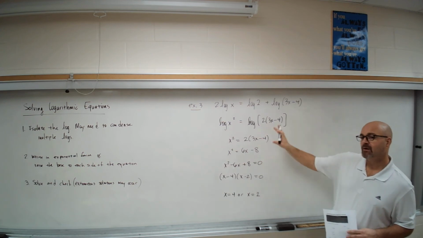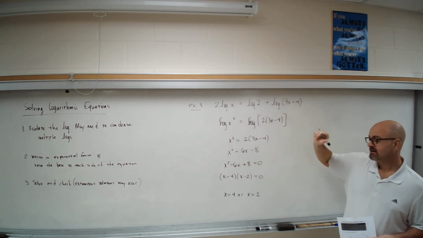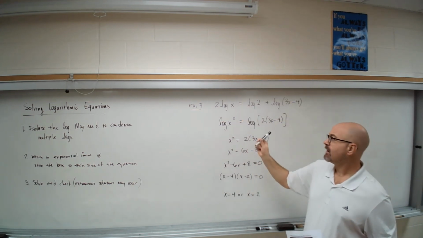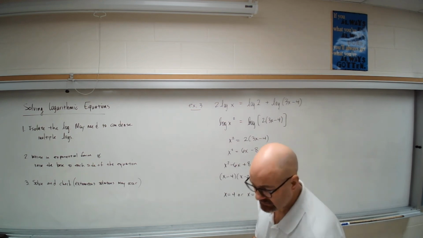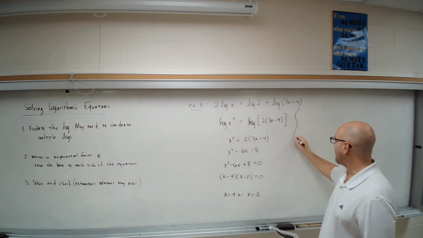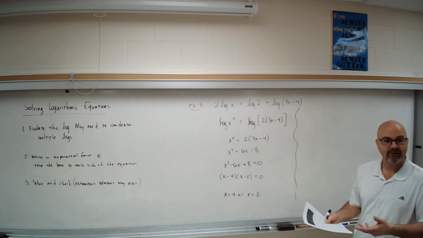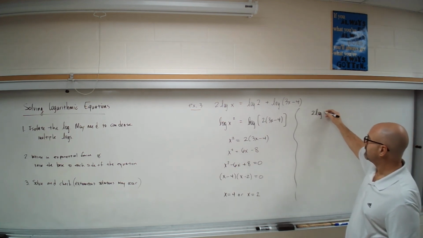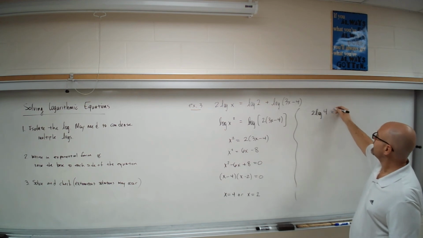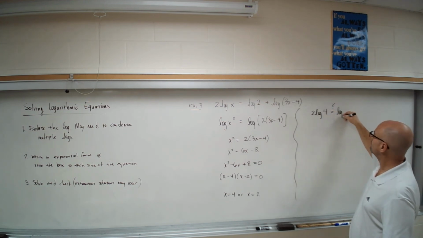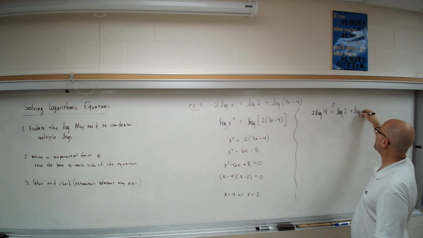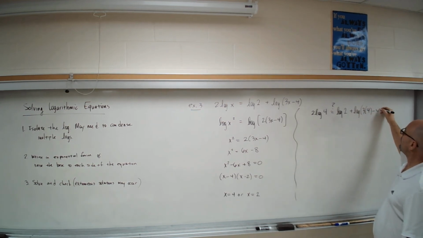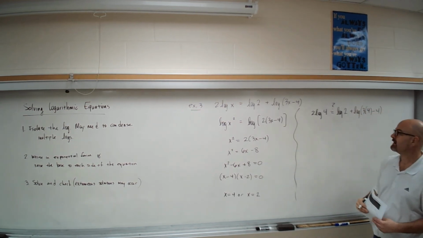when we do check, we're going to go all the way back to the original, correct? So put 4 in for x over here on the left side. And I'm going to go ahead and just show it by hand, but you could totally use a calculator too. It works fine. But so if we have 2 log of 4, is that equal to the log of 2 plus the log of 3 times 4 minus 4? Is kind of the question here.